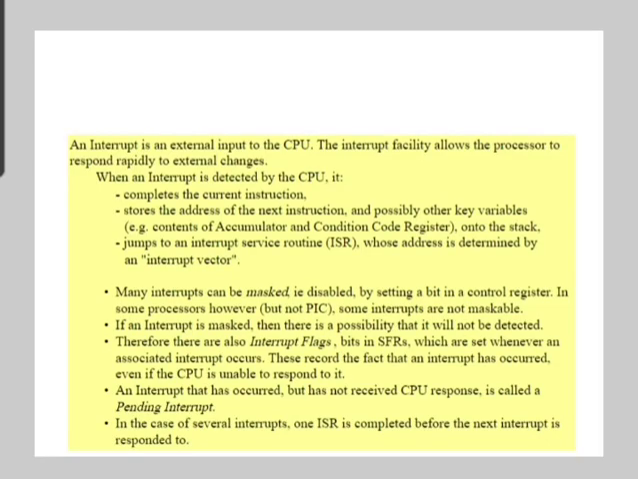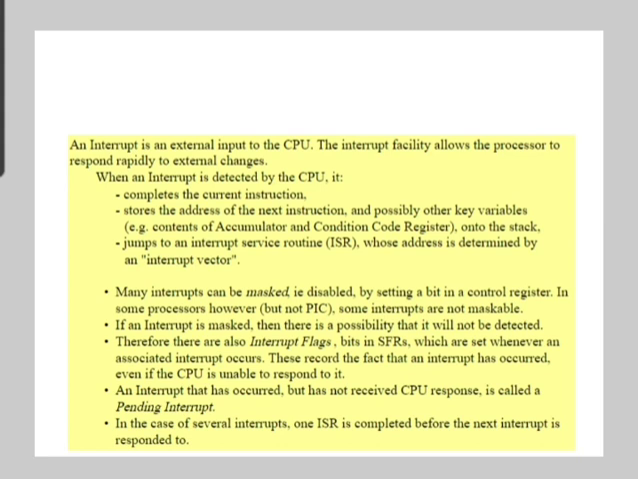So interrupt is an external input to the CPU. When an interrupt is detected by the CPU, it completes the current instruction and stores the address of the next instruction, possibly other key variables, and jumps to an interrupt service routine, that is ISR, whose address is determined by an interrupt vector. Many interrupts can be masked, that is disabled, by setting a bit in a control register in some processors. However, some interrupts are not maskable.